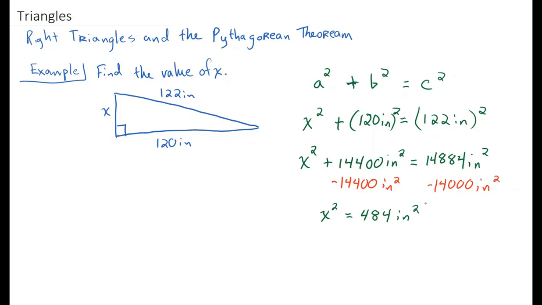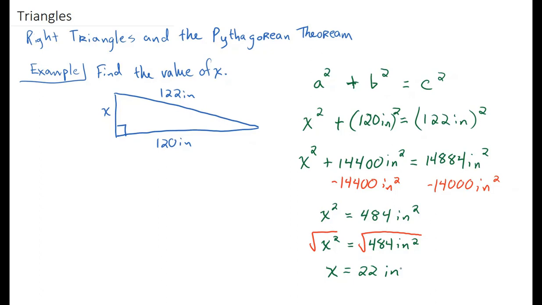Now to get it down to be an x, we have to square root both sides. So I'm going to square root x squared, and that's going to equal the square root of all that stuff on the right. Square root of x squared is x. 484 square rooted is 22, and inches squared square rooted is just inches. So x is 22 inches.